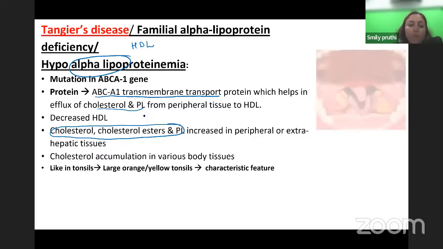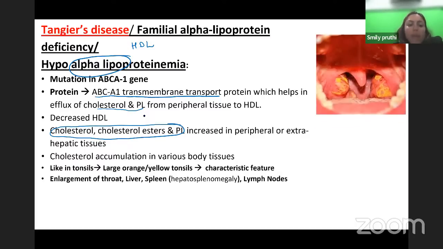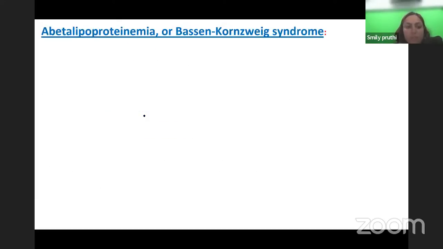The picture was also shown, right? This picture. And there's enlargement of the throat, liver, spleen, lymph nodes. So these patients have hepatosplenomegaly, peripheral neuropathy, mononeuritis multiplex is present, right?